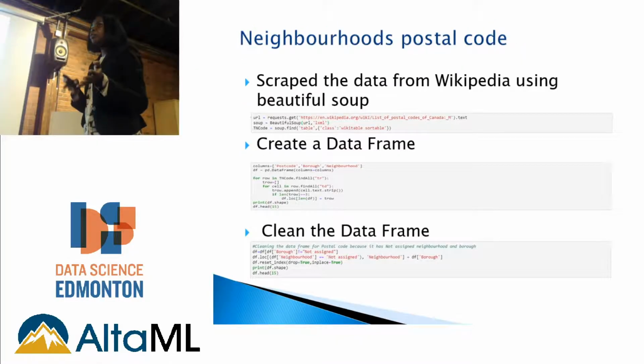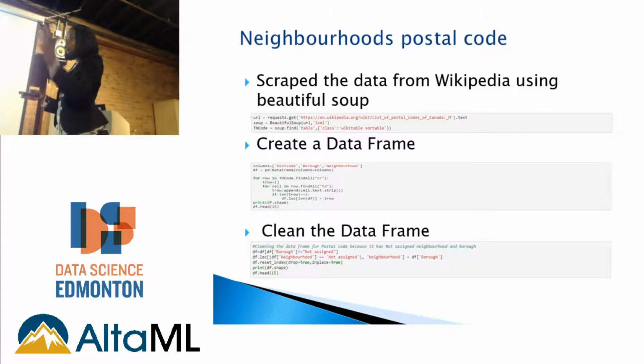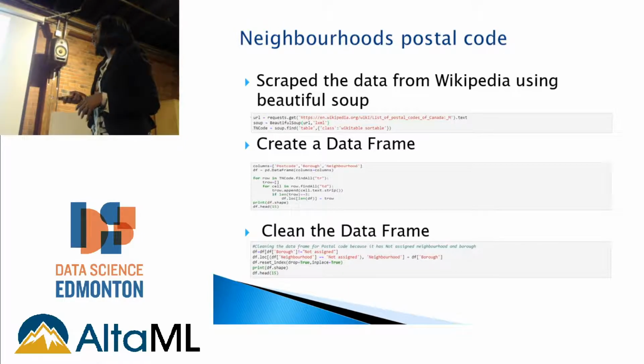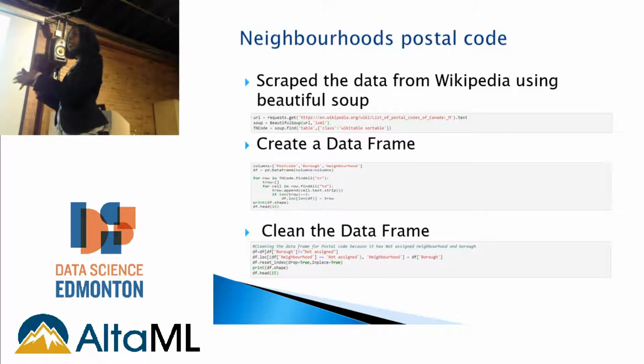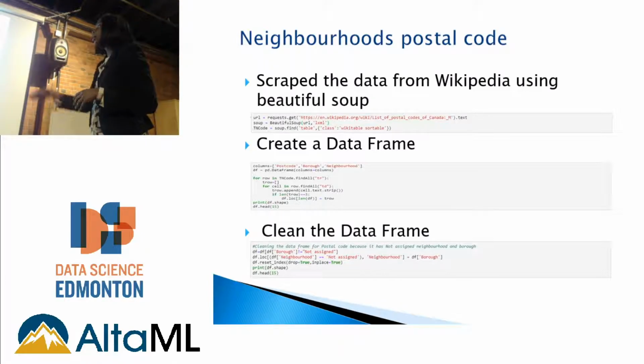So now we have those data. We need the postal code that can be associated with them. This information was scraped from Wikipedia using Beautiful Soup, and from that, the HTML table contents were transformed into a nice data frame. And then from that, the not assigned borough and neighborhood were removed.